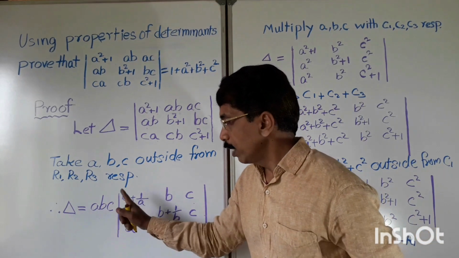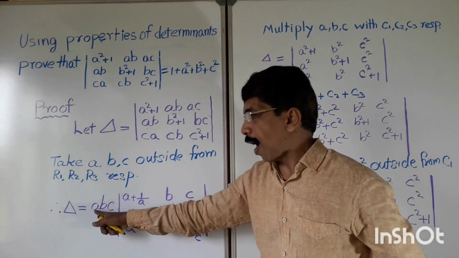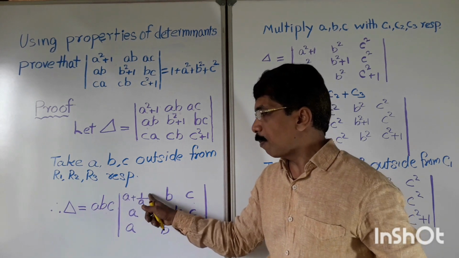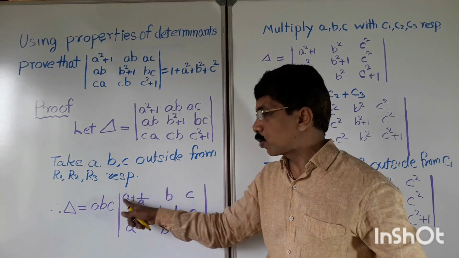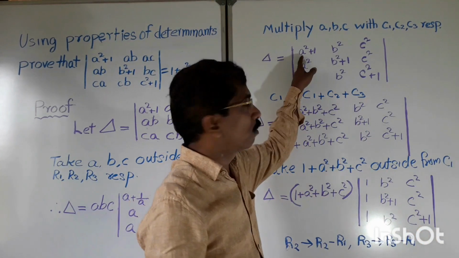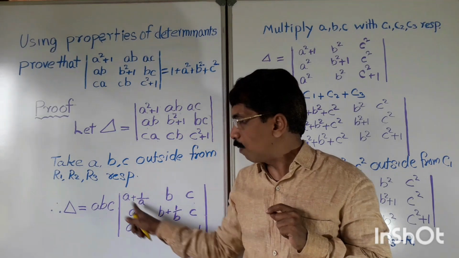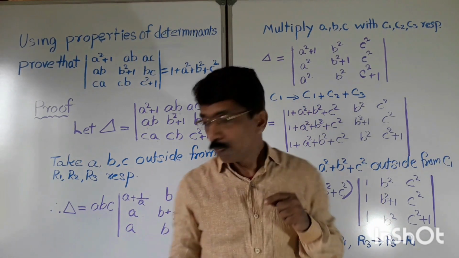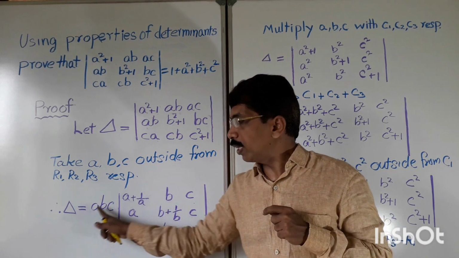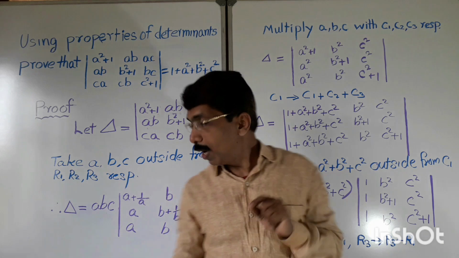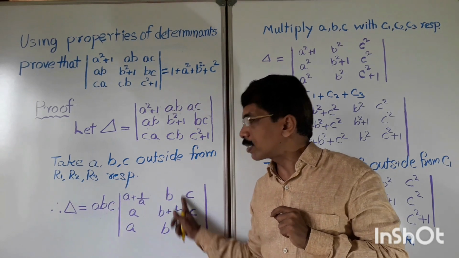From a plus 1 by a, if you multiply with a, it will become a square. 1 by a, if you multiply with a, it will become 1. So the first term will become a square plus 1. Second term, if you multiply a with a, it will become a square. This will become a square. So the first column we are multiplying with a, so it becomes a square plus 1, a square, a square. Similarly with b, you are multiplying the second column.